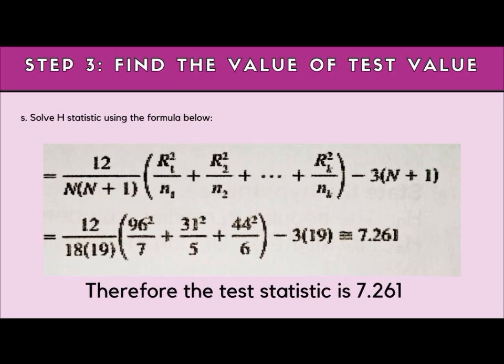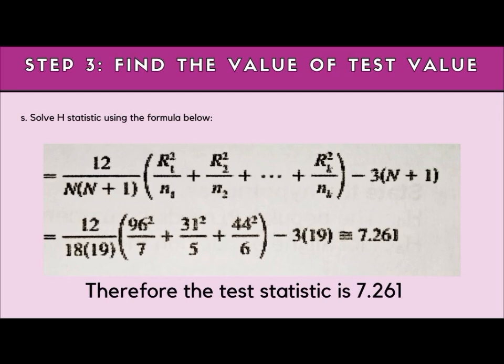So 12 there is a constant number, and the n is the sum of all the cities in Florida, North Carolina, and Texas. Then the 19 is just adding 18 and 1. Then the 96 is the sum of all the ranks in Florida City. Then the 7 is how many cities are under Florida. Then the 31 is under North Carolina, the sum of the ranks, over the 5, which is how many cities are under North Carolina. Then the 44 is the sum of the ranks, and the 6 is how many cities are under Texas.